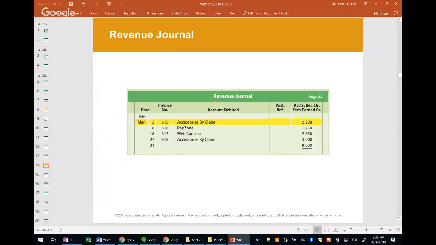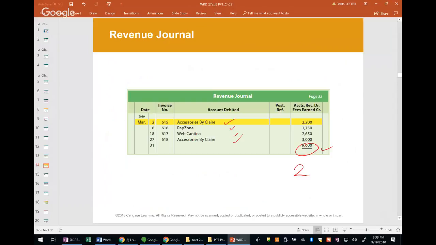If you put those in a revenue journal like this, you've got 1 debit to accounts receivable, and 1 credit to fees earned. So you'd post 2 times. You only post a total. Now you still got to post to the individual people, accessories and Rap Zone and Web and accessories by Clara. You'd have 6 posted. So you cut your posting in half.